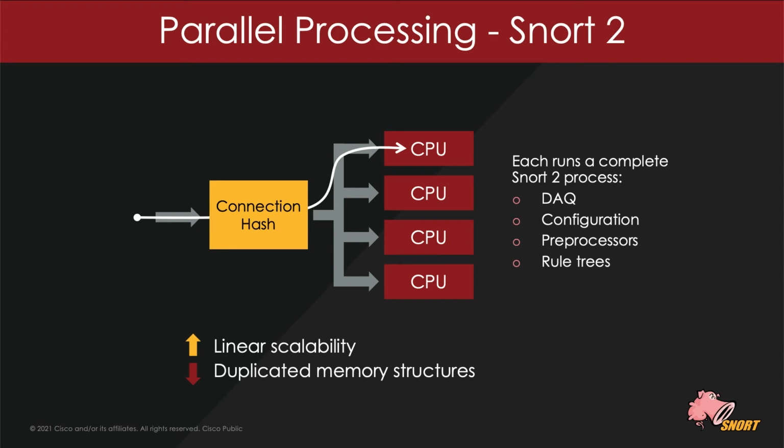So the advantage to this design is linear scalability. You have one CPU, you add another one, you've doubled the throughput of Snort. You add another one, you've added a third again, add another one, 25% again. Every time you add more, you add the same amount of processing again. The downside is duplicated memory structures. That's really the biggest downside here: you're using the same memory to store the same data over and over again. And it has to do that because the threads can't really share another thread's memory.